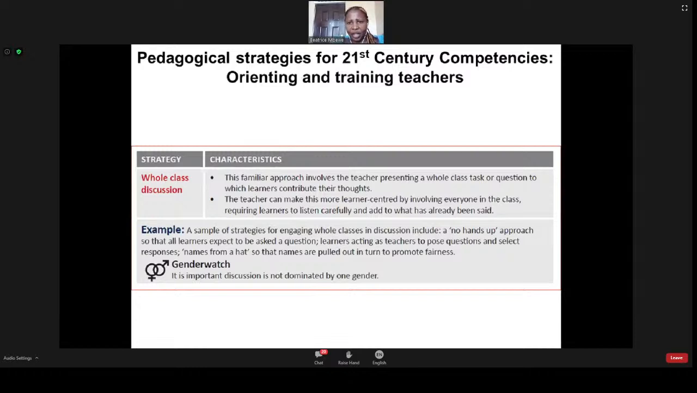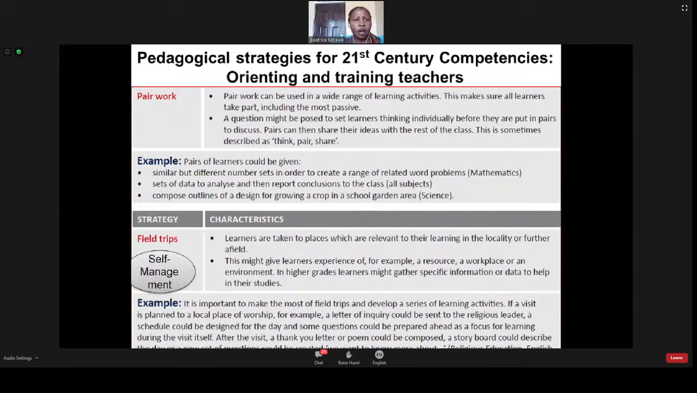Then we employ what is known as the no hands up approach, where every learner is expected to at least answer a question, so they do not put up their hands. And names are pulled out from a hat to ensure that gender issues are also promoted during the learning process. We also have pair work. This one also captures collaboration, as you can see from the examples.